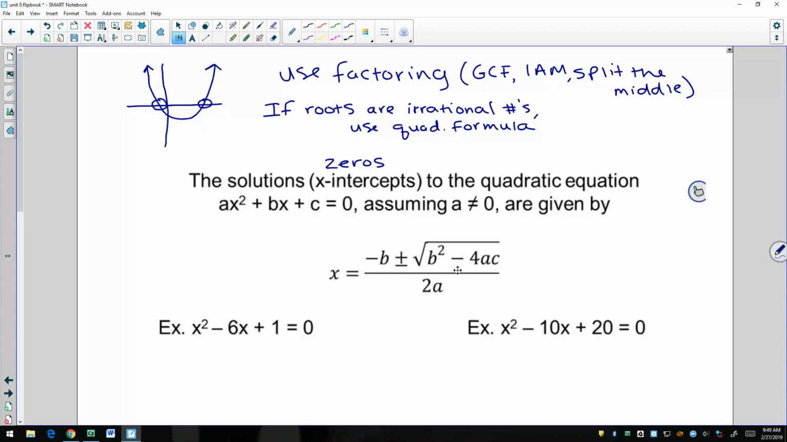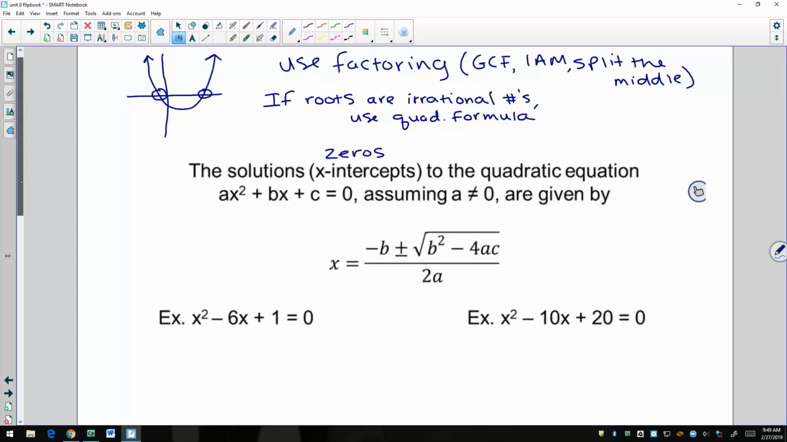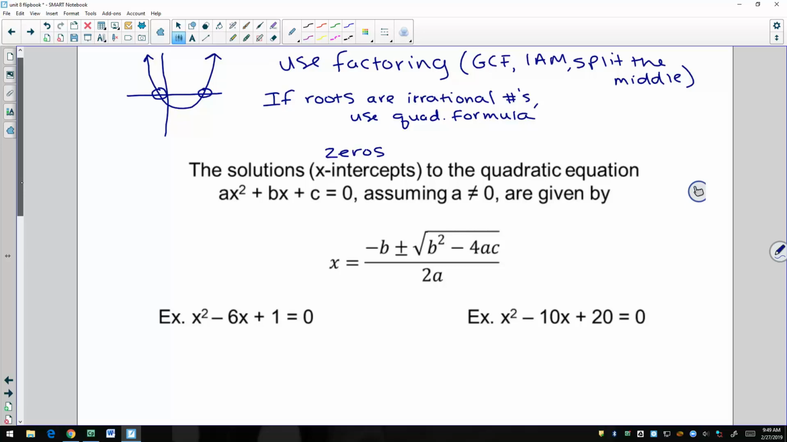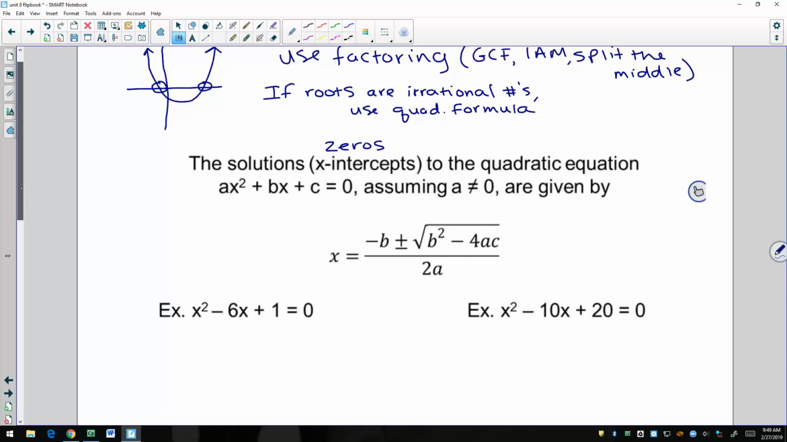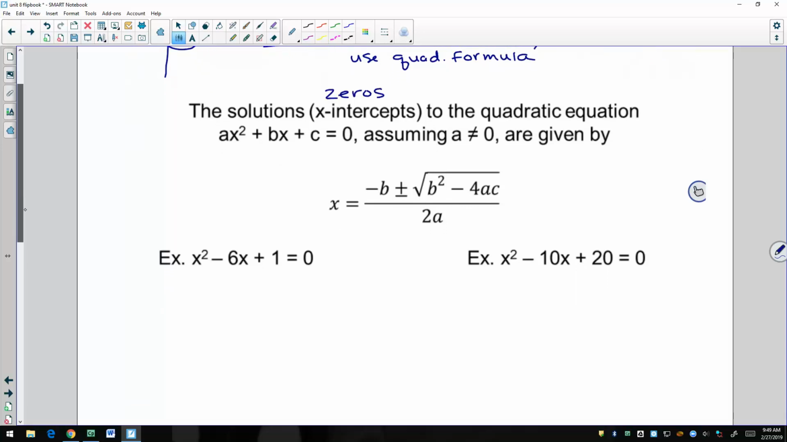It works always. But it's a little tricky and it's kind of gross looking. So if you know factoring, it's a little easier. But if you forget factoring, the quadratic formula will always work. The problem is factoring won't. If it's an irrational number, factoring is not going to work. You're going to have to use the quadratic formula.